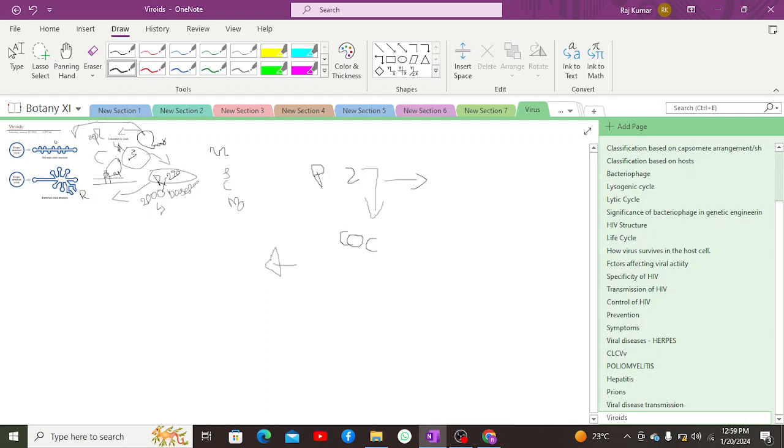Potato spindle tuber viroid was the first viroid which was discovered, and it was observed by Theodor Diener. A potato is normally in a tuber shape, but in potato spindle tuber viroid disease, the tuber of the potato grows in a spindle shape, an elongated shape, which means its apical growth is increased.